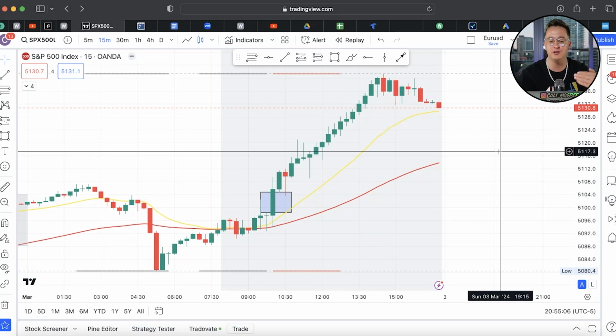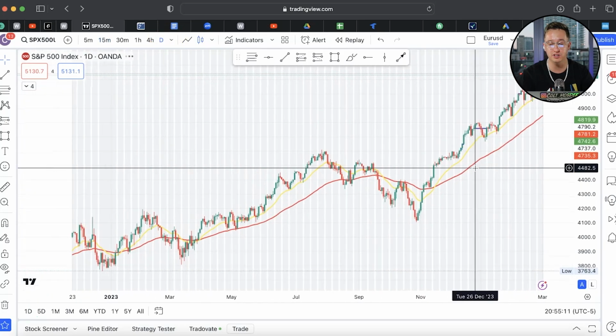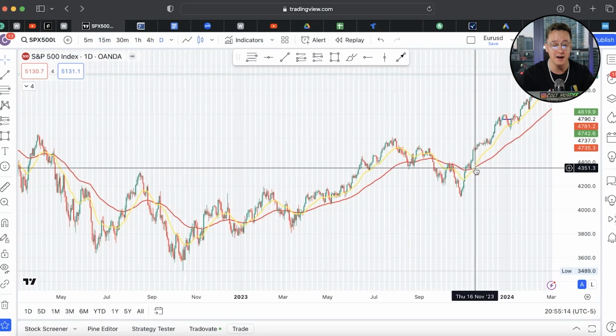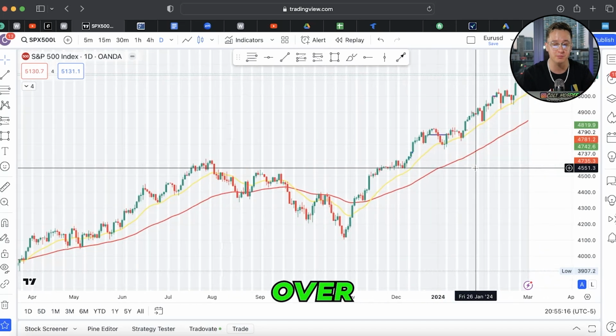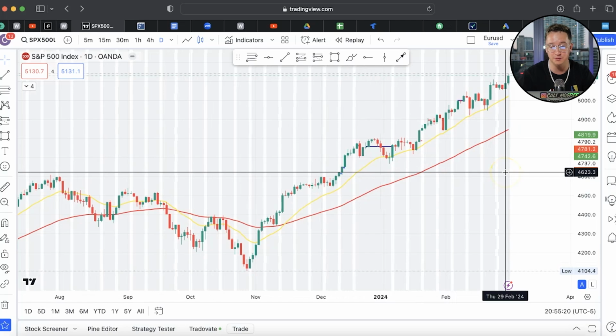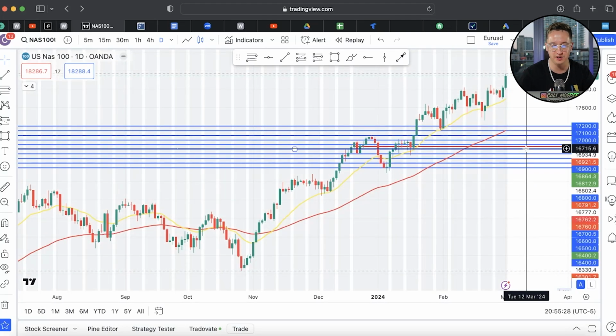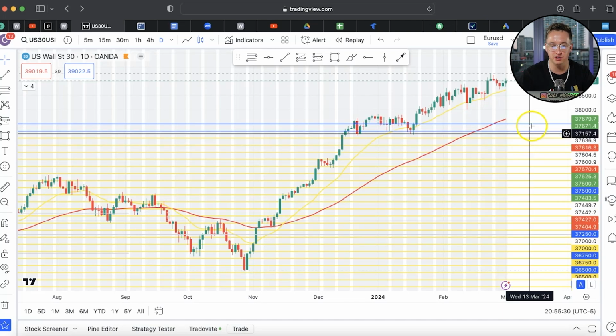Now, the thing that I really like about all these indices is they're mostly always in an uptrend. And I prefer bull markets over bear markets any single day. So that's a great thing. You can see the S&P 500, it's actually breaking all-time highs right now. Same with NAS 100. And same with US 30.